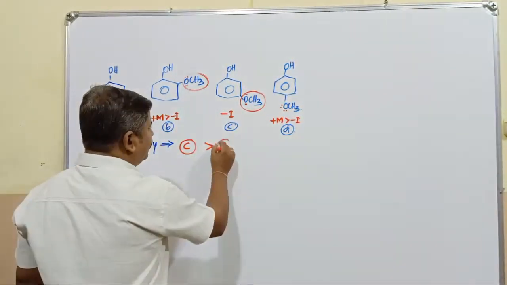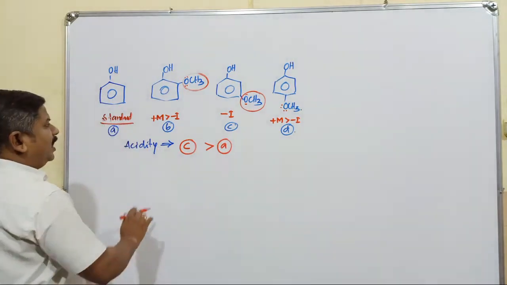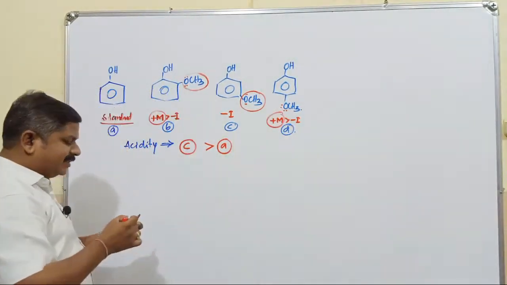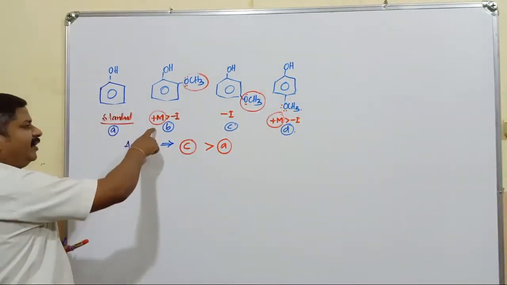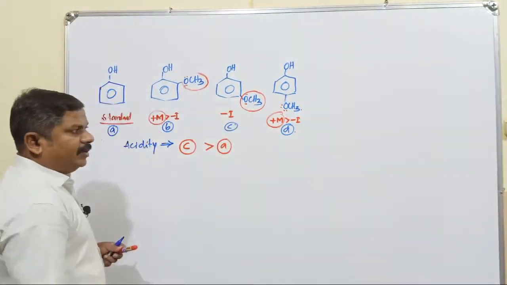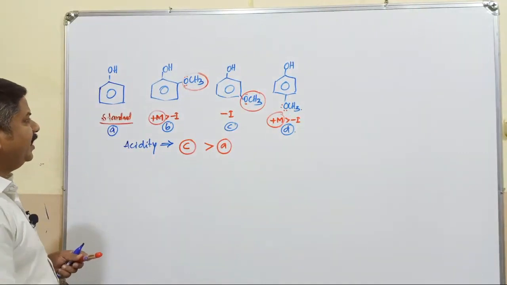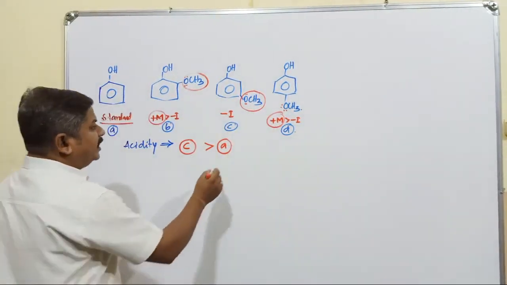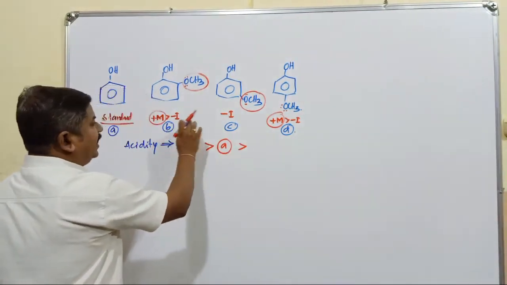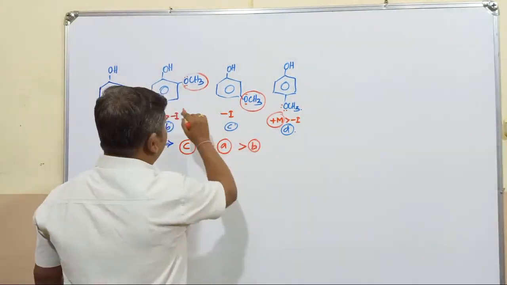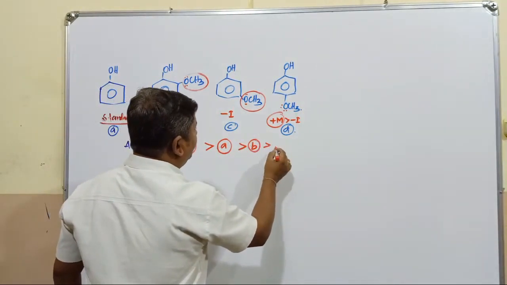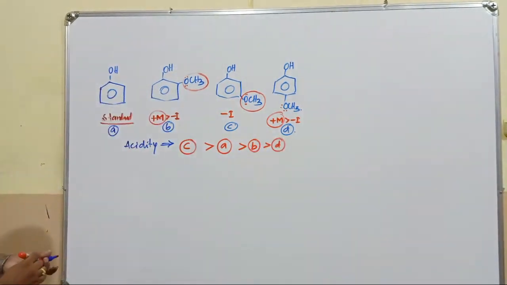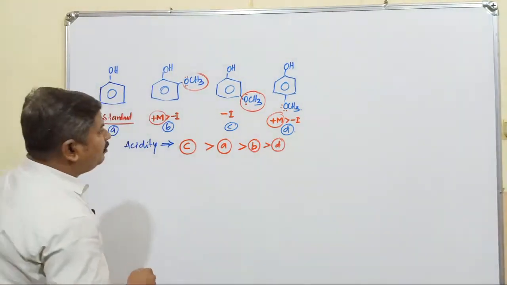Next to this one, naturally, is phenol. And here the plus M effect is operating; even though a minus I effect is also there, the mesomeric effect is dominating over the inductive effect. So these two groups are considered as electron releasing groups. In this case, the next acidic compound is the ortho isomer, and the least acidic compound is the para isomer. So this is the correct order of acidity of these four compounds, students.